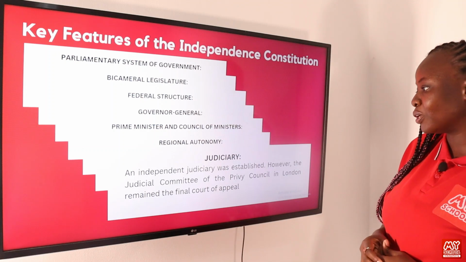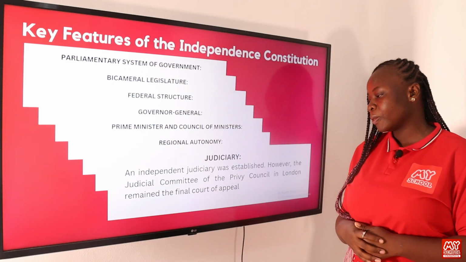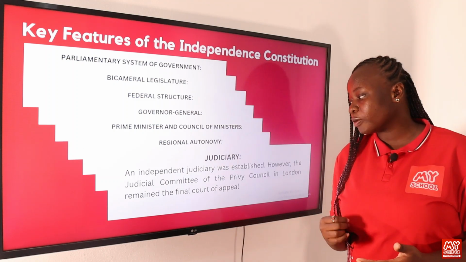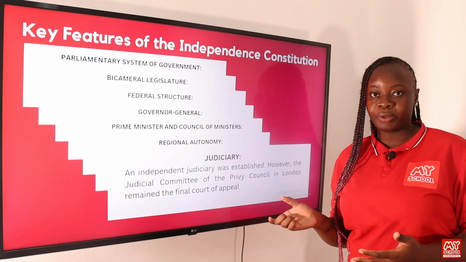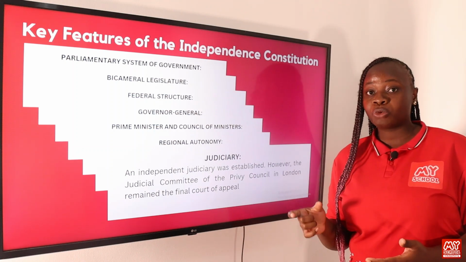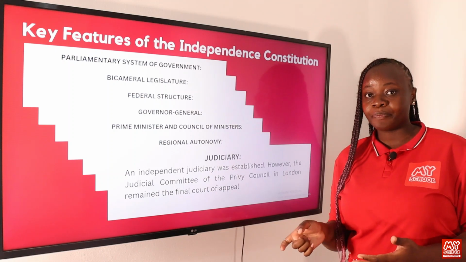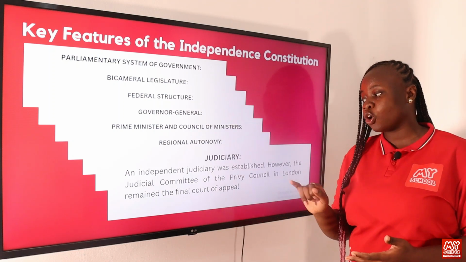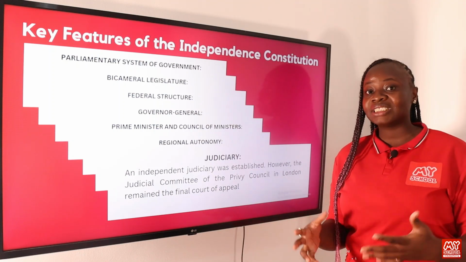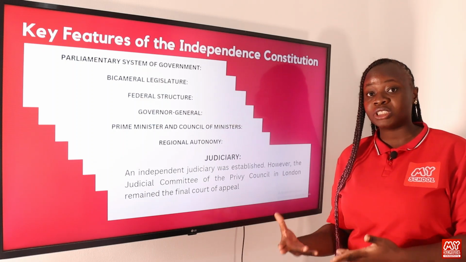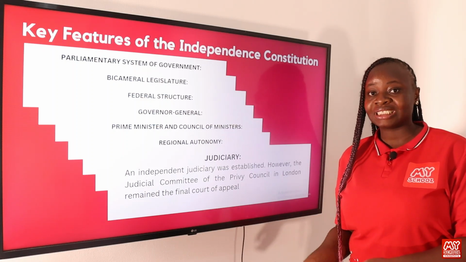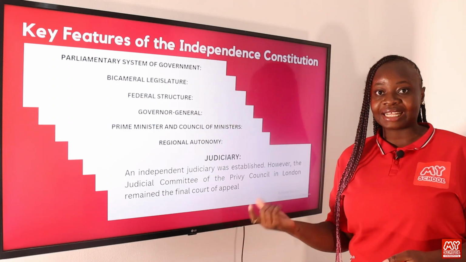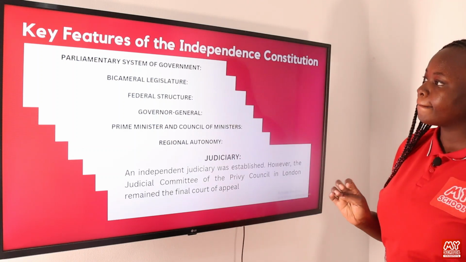And that feature is the presence of an independent judiciary. Though the judiciary was claimed to be independent, the Judicial Committee of the Privy Council in London remained the final court of appeal. This means that the Federal Supreme Court that was created in Nigeria at that time wasn't the Supreme Court in Nigeria. The final court of appeal was the Judicial Committee of the Privy Council in Britain. This means that when there were certain cases that could not be decided within the Federal Supreme Court, they had to be referred to the Privy Council in Britain. So this undermined Nigerian sovereignty at that time. Now let's move on to another feature.